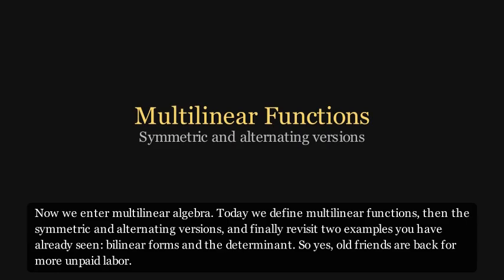Now we enter multilinear algebra. Today we define multilinear functions, then the symmetric and alternating versions, and finally revisit two examples you have already seen: bilinear forms and the determinant. So yes, old friends are back for more unpaid labor.